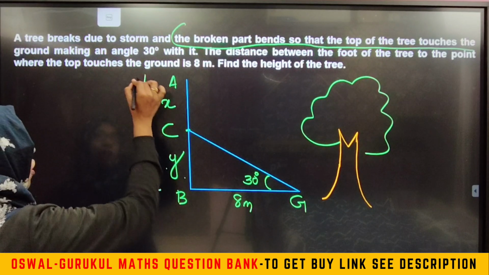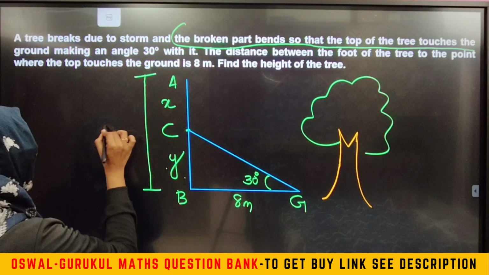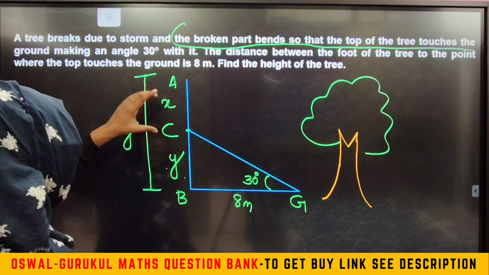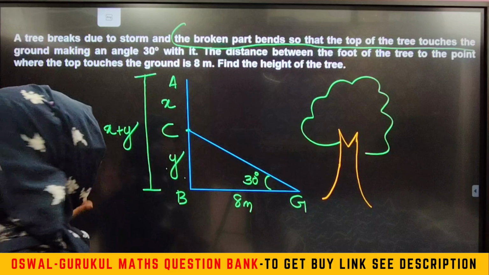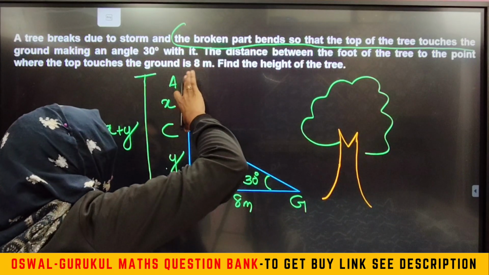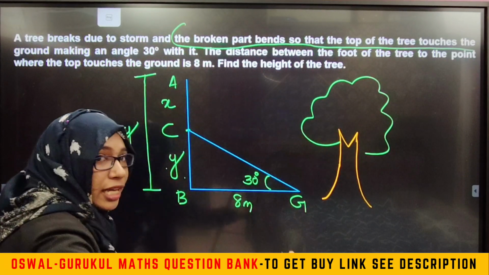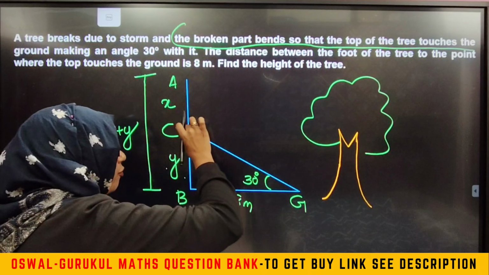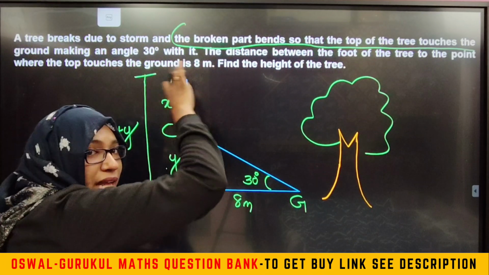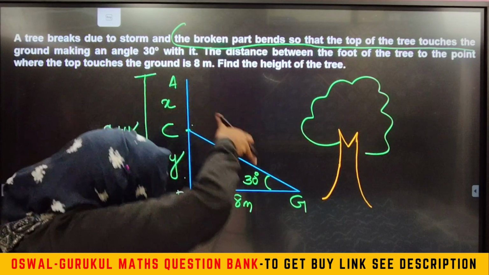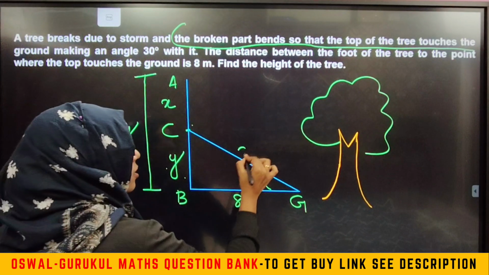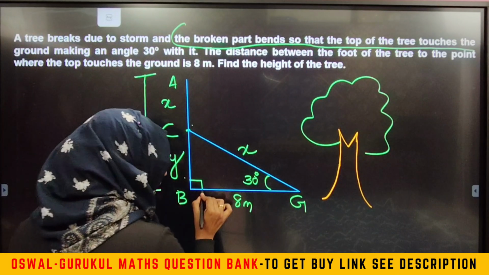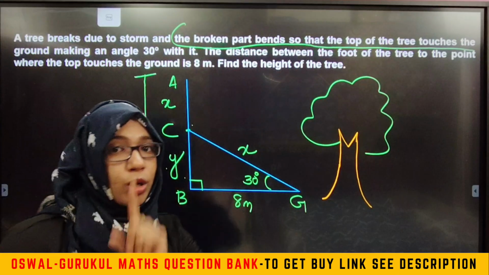According to my figure, AB is x plus y actually, because I have taken this part as x and this part as y. If you think about it, this is the part that broke and bent inclined towards here. This was the entire height of the tree and this is the point of break. So the bent part going up from here is also x. Any doubt in that? So I have got a right angle triangle there. In it we have an angle other than 90 degree, and a side.